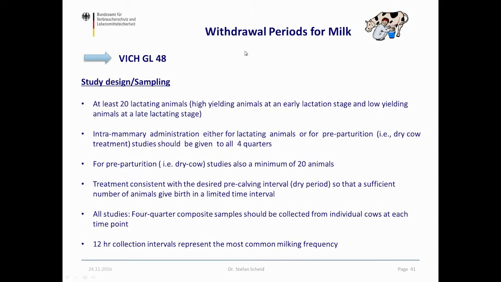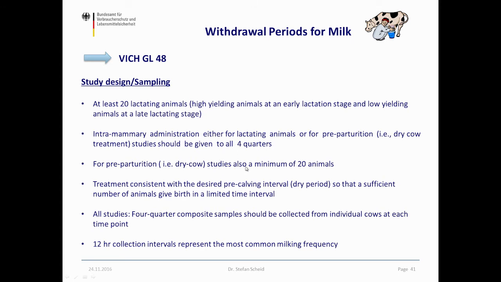The next section would be the withdrawal times for milk. And again, it's VRCH guideline 48. The study design for the milk, we would use 20 lactating animals, high-yielding animals at early lactation stages and low-yielding animals at late lactating stages. Intramammary administration would be given at all 4 quarters.